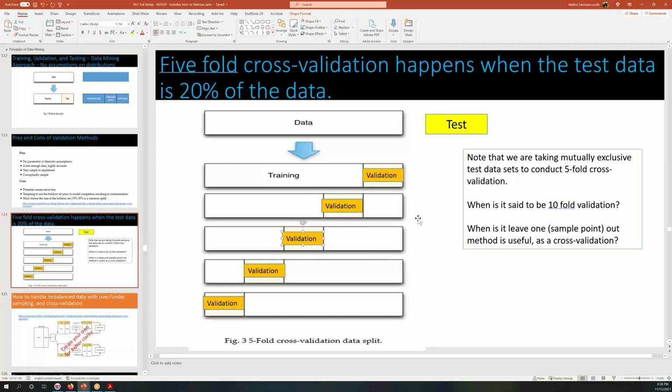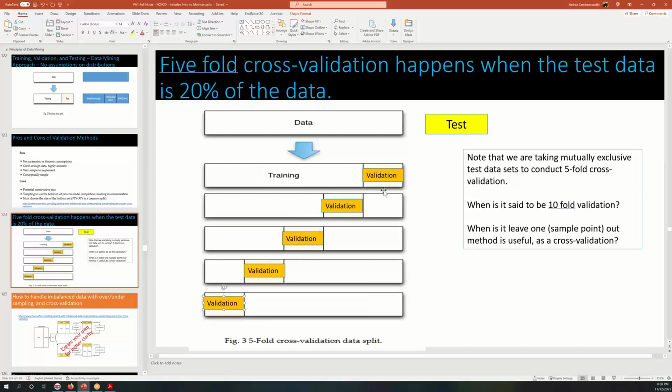If somebody asks you what is the best way of doing your testing, building a model, training a model, and doing the validation, you have to say cross-validation. Okay? That's the best. But what about overfitting, sir? This will avoid overfitting. That's what I'm saying.